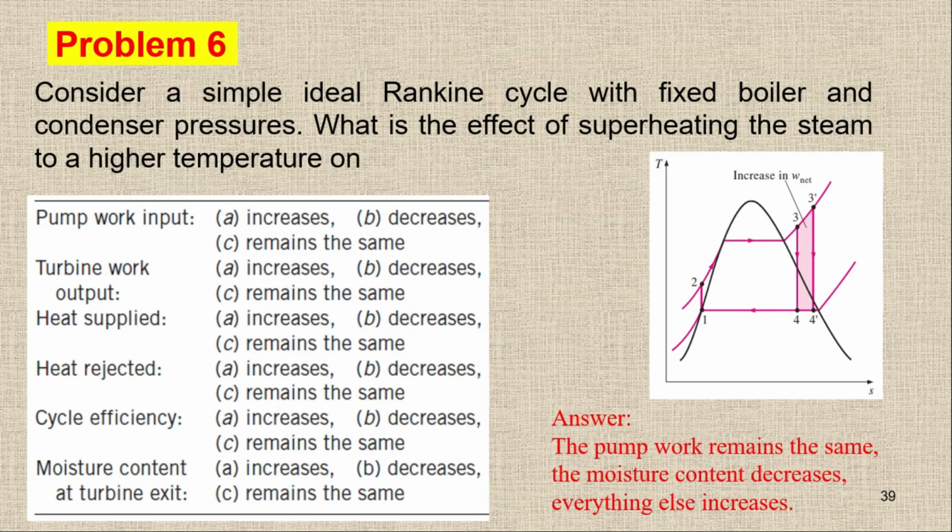So in today's class we have basically checked the different ways to increase the efficiency of the Rankine cycle. Firstly, we decreased the condenser pressure and checked the effect on the different parameters, and the overall effect was an increase in the efficiency. And then we checked the superheating process, and again efficiency was increased. And lastly, we checked the increase in the boiler pressure, and in all these three cases the efficiency was increased.